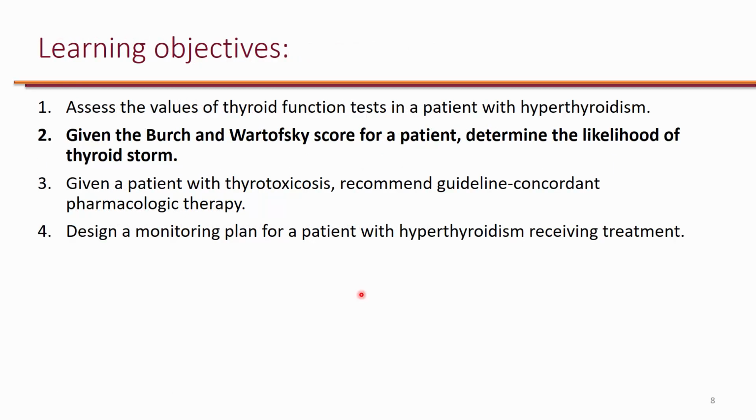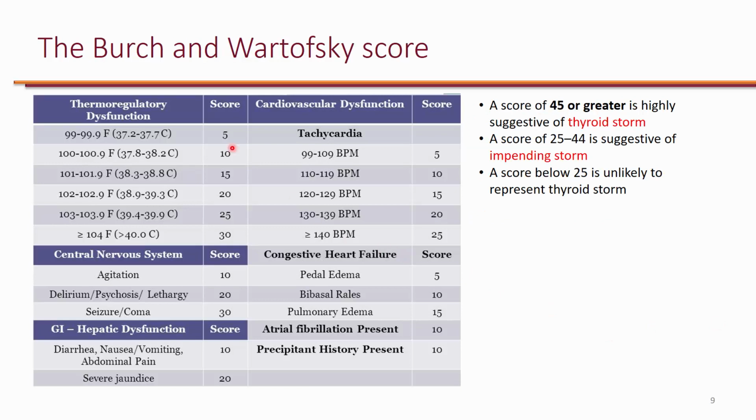The next learning objective is, given the Burch and Wartofsky score for a patient, determine the likelihood of thyroid storm. So basically, these two authors came up with a scoring system, which consists of, for example, body temperature, central nervous system symptoms, GI symptoms, cardiovascular symptoms, whether the patient has congestive heart failure, and a few things. So you don't really need to memorize all of this, but what you really need to know is when someone uses this tool and calculates a score for a patient, what does that score mean? So what you need to know is if you calculate a score of 45 or greater for a patient, that means that the patient is likely to have thyroid storm.